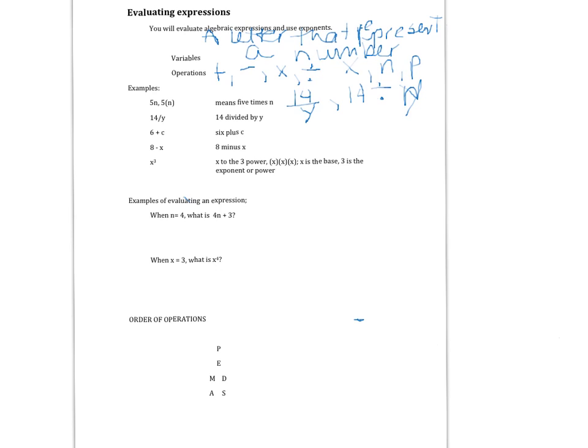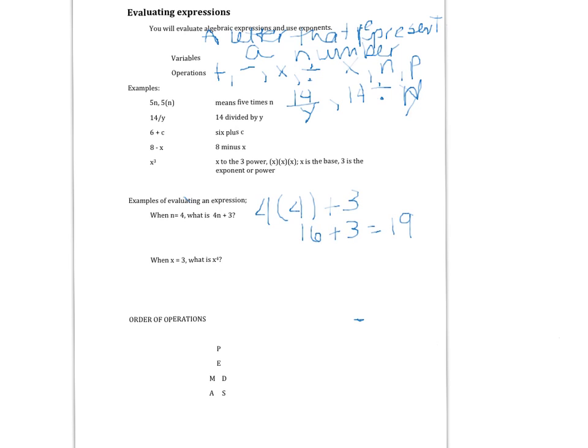So, some examples of evaluating an expression. When n equals 4, what is 4n + 3? The way I would solve this is I am going to substitute in, or replace, the n with a 4. So I have 4 times 4 plus 3. 4 times 4 is 16. 16 plus 3, and my answer is 19.